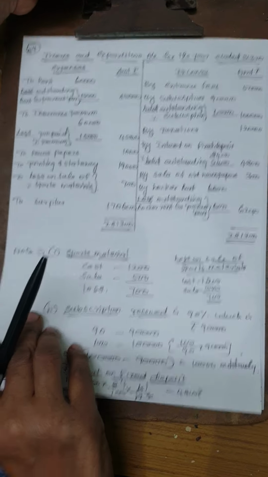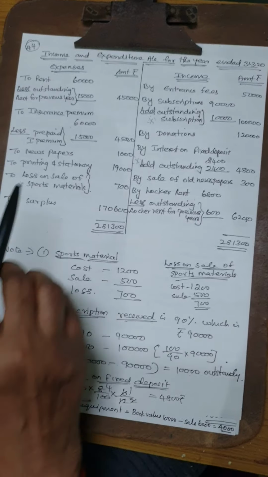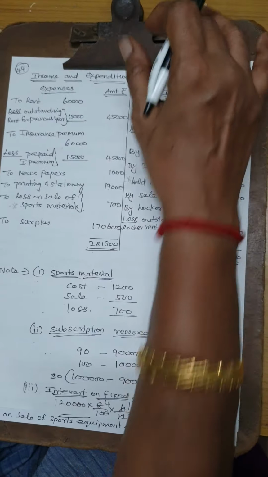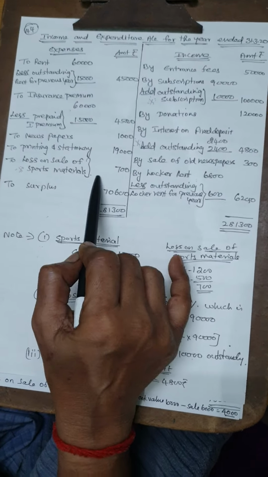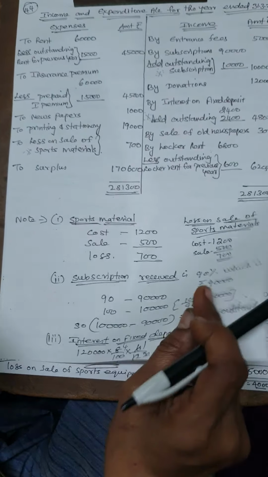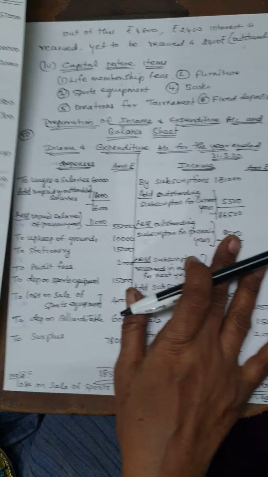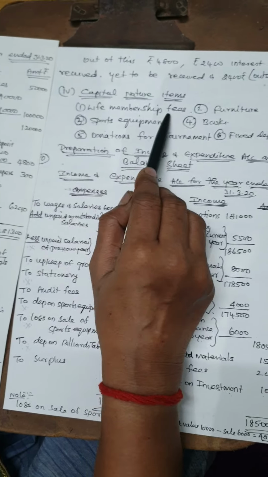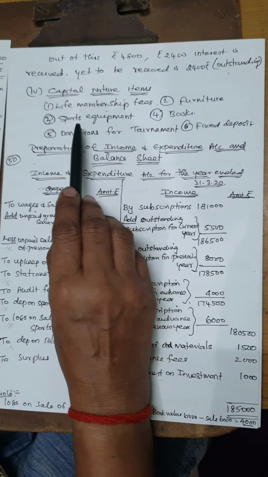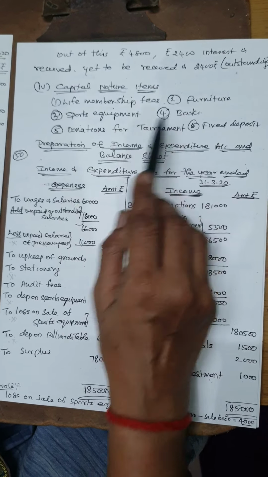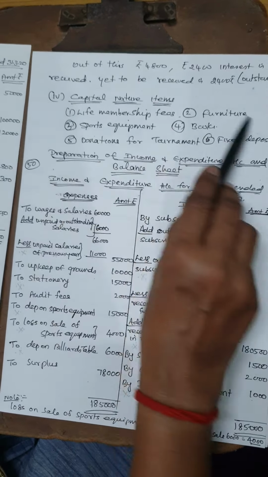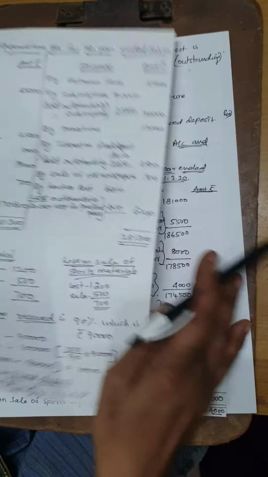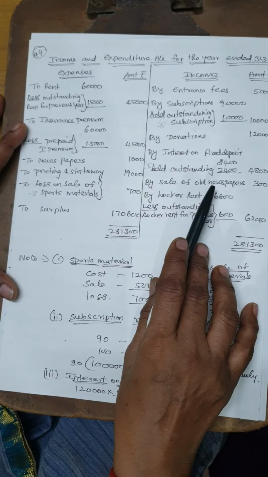We'll go to 44th sum. I have done one more sum of this type, only preparation of income and expenditure account. In this sum, some capital nature items are given, like life membership fees, furniture, sports equipment, books, donation for tournament, fixed deposit. All these items I have ignored for doing income and expenditure account.